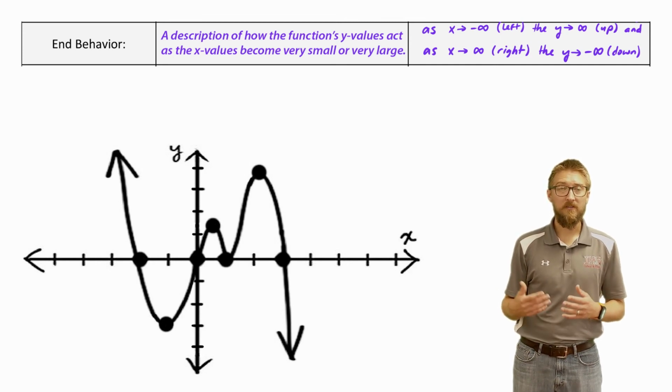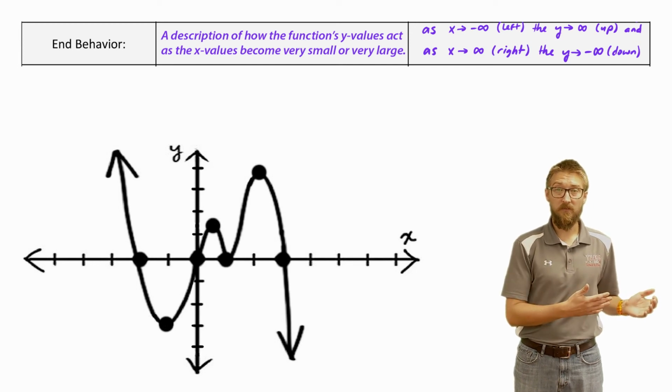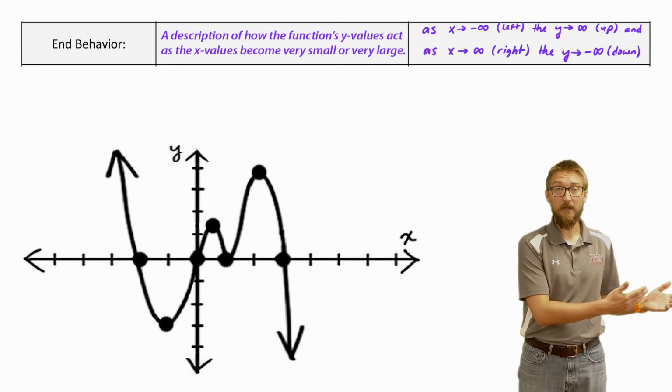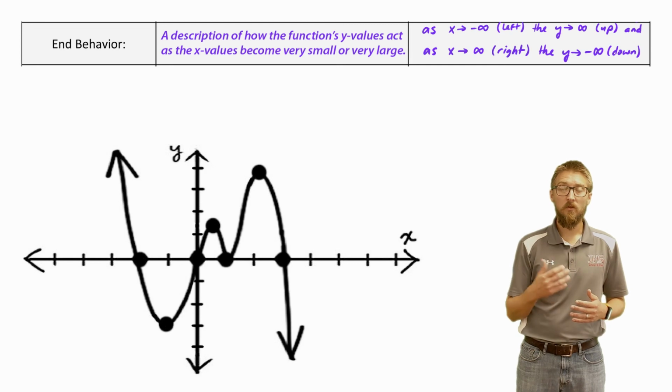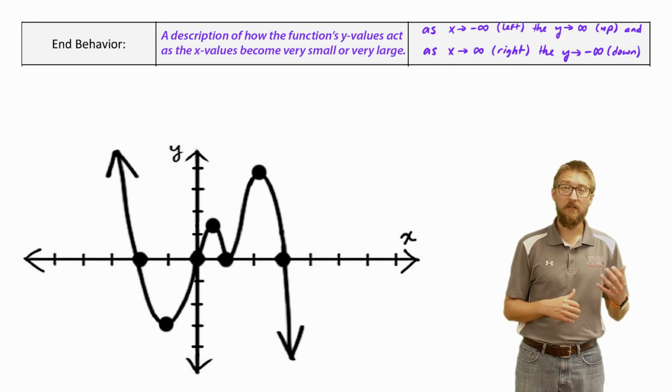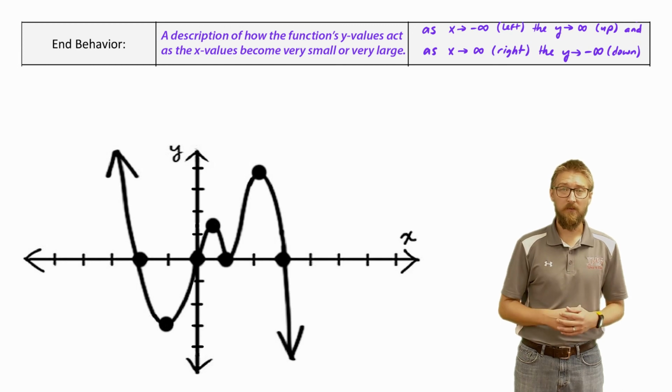Now on the other side, as x approaches positive infinity, as we get further to the right, is what that's saying, the y values decrease. They get lower and smaller and smaller. So the y values go towards negative infinity.